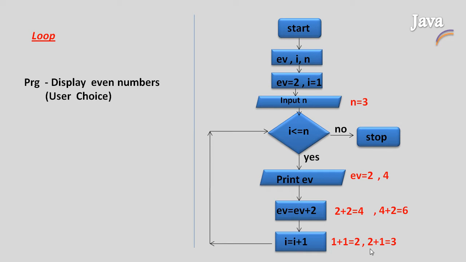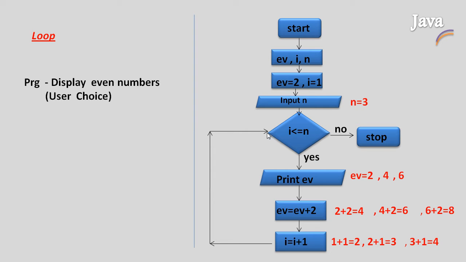So value of I is 3 and EV is what? 6. The loop will carry on. 3 equals to 3. Yes, the condition is true. What the next value is going to print? That is 6. Now it will come to this equation. The value of EV is 6. 2 is added to it. That is 6 plus 2, 8. And the value of I is 3. 1 is going to add with it. So 3 plus 1, 4.